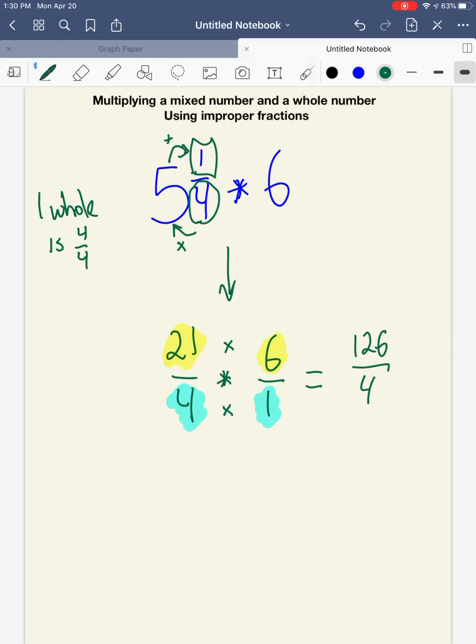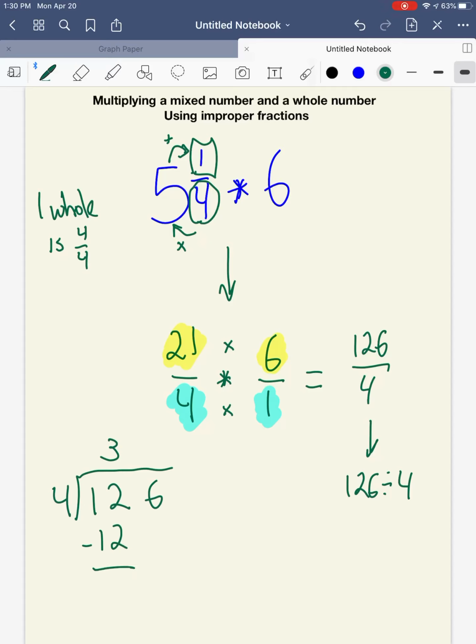Yeah, fractions are a way of writing division. 126/4 is actually 126 divided by 4. So just a little bit of division to figure it out. I can get 3 groups of 4 out of 12. And that's nice, it worked out. Nothing left, but I'm not done.